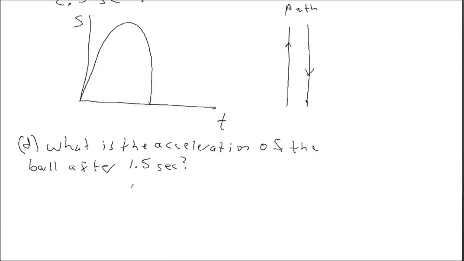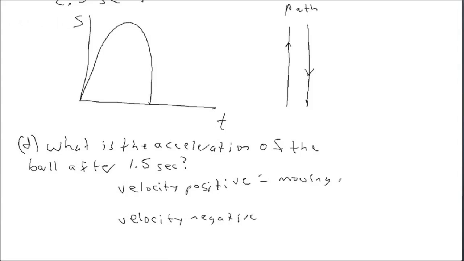Okay, so what does it mean when the velocity is positive? When the velocity is positive, or when the velocity is negative? When it's positive, you're moving upwards, and then when it's negative, you're going downwards. Excellent.